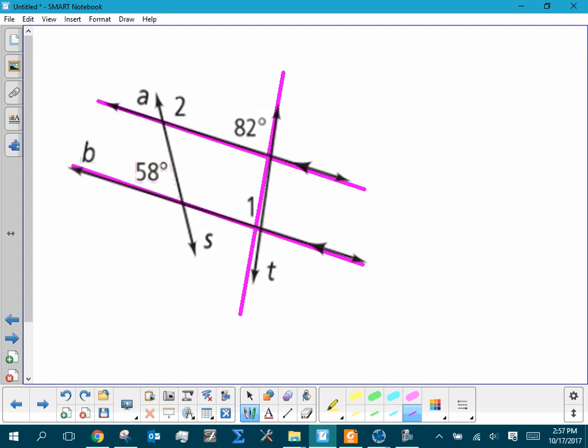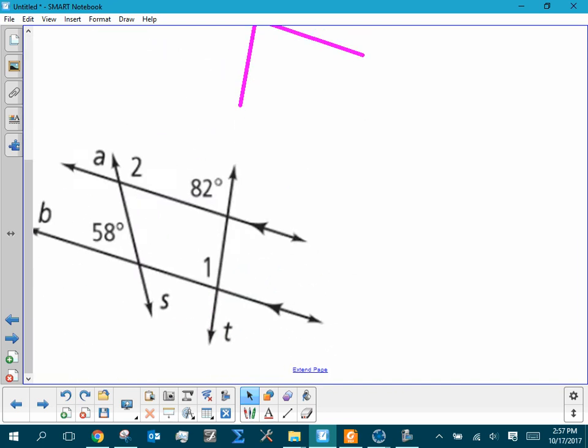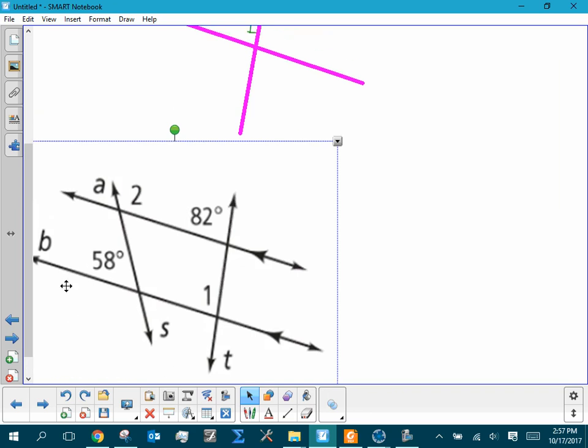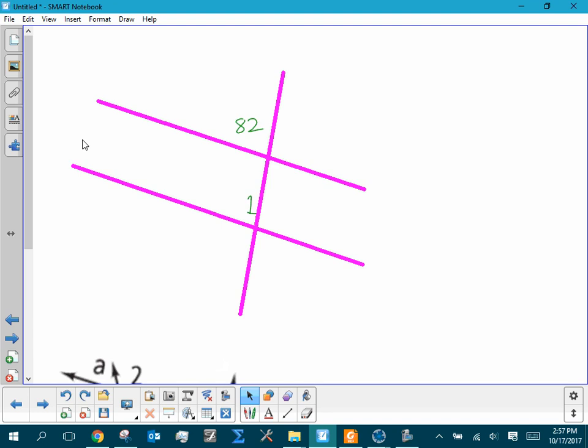And if I do this, I know they want me to talk about angle 1, and I want to talk about angle 82. Okay, those are the things that I know right now. If I remove the picture out of there, what is the relationship that you can see between 1 and 82? Corresponding, so they should be the same, right? So measure of angle 1 is 82.